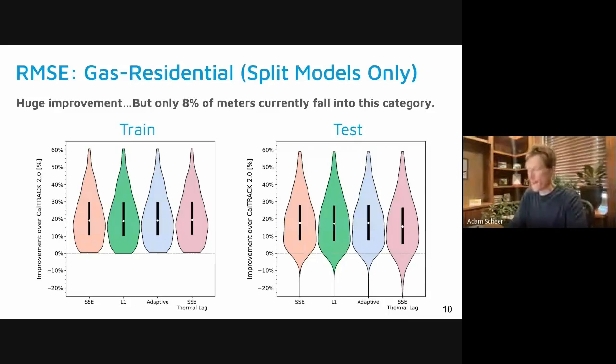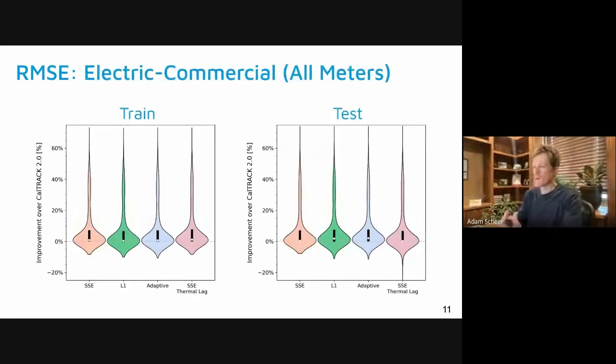And if we look also at the commercial electric sector, again, we're looking at something similar here. These are all the meters in the sample that we're studying right now. We have a training data set and a test data set through cross-validation. Again, we're certainly seeing some improvement in the model, but not an enormous improvement. However, we are seeing a much more significant positive tail in these distributions. A number of these meters are improving by 40-50% over the existing Caltrack daily model. So there's definitely reason for optimism here.